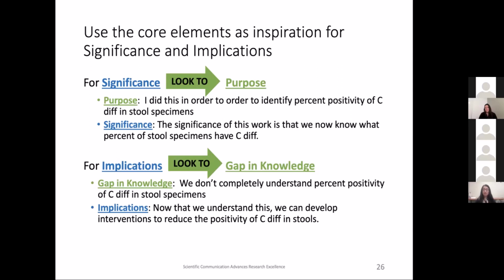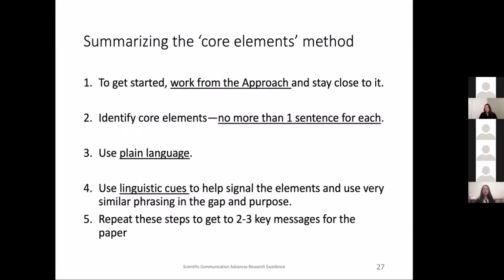And now I can flesh this out to make it into a manuscript using the conventions of manuscript. So to summarize, to get started, to loosen the stuckness, work from the approach, and stay close to what you actually did to write the approach. You identify the core elements, starting from the approach, then the purpose, and then the gap, using plain language. For the purpose, it will be in order to statements. For the gap, it will be negative statements. We don't know this yet. We don't understand this yet.